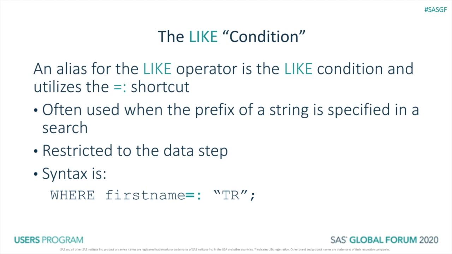The syntax for the like condition is where first name equals colon, and then the starting part of the variable. The statement would select all first names in the table that we saw above. To accomplish the same goal in PROC SQL, the like operator can be used with a trailing percent sign in a where statement.